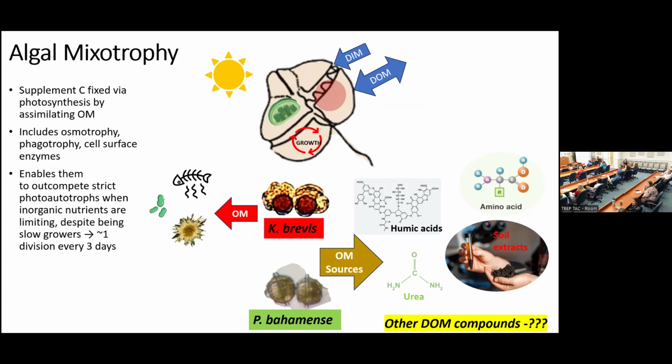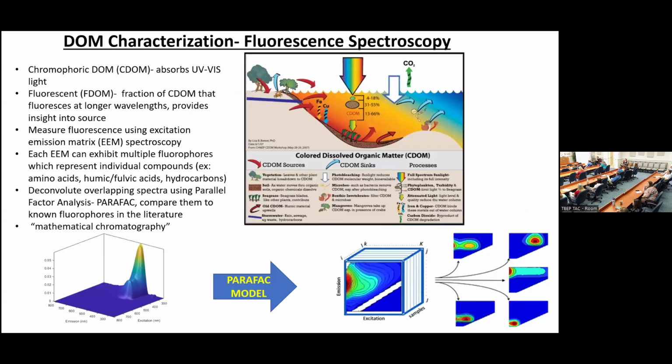And some of these sources of DOM are listed here that we know that they can use: humic acids, amino acids, soil extracts, urea I mentioned, but there are literally thousands of other DOM compounds in runoff. And I'm interested in seeing what these might be.